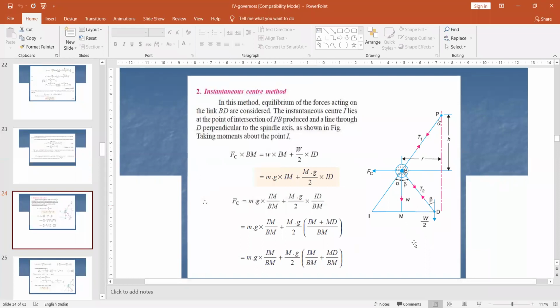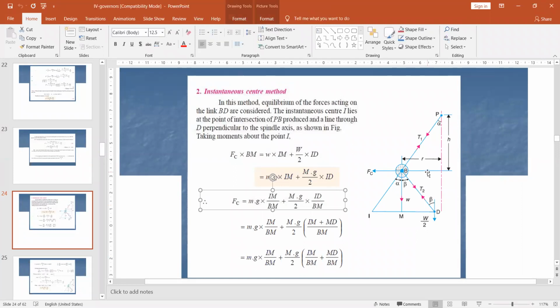Observe the diagram. Link BD is there, and arm PB is there. The flyball is also between our link and our arm. The flyball will have the centrifugal force, which is also represented here as FC. Now, the arm is there for getting the instantaneous center of the particular structure.